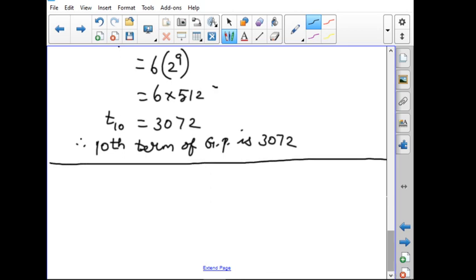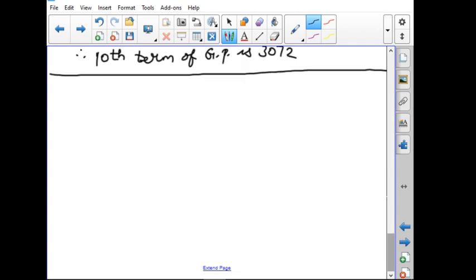The next problem, the 8th one. If a, b, c are in AP, then show that 3 power a, 3 power b, 3 power c are in GP. They have given one condition here: a, b, c are in AP. Then they ask to show that 3 power a, 3 power b, 3 power c are in GP. So first we have to use the given condition.